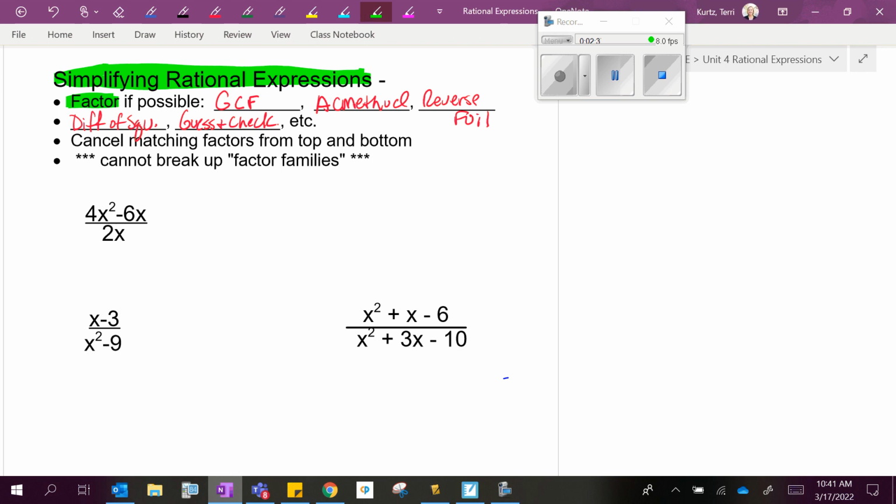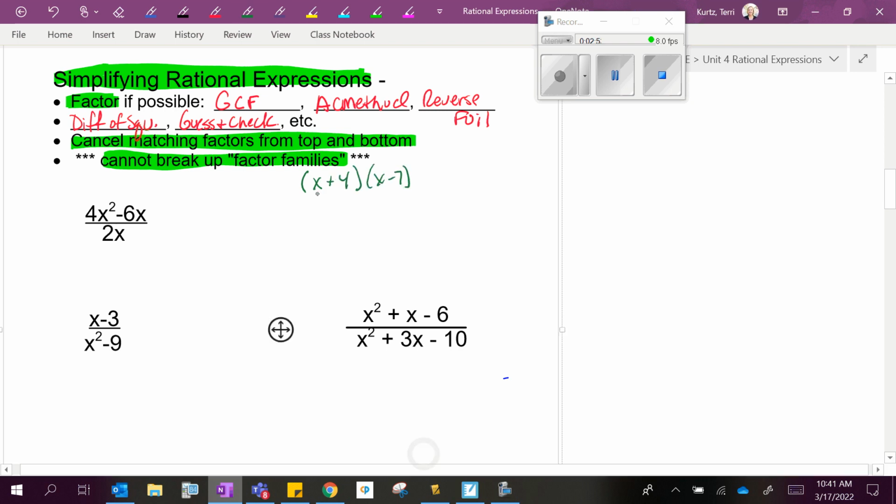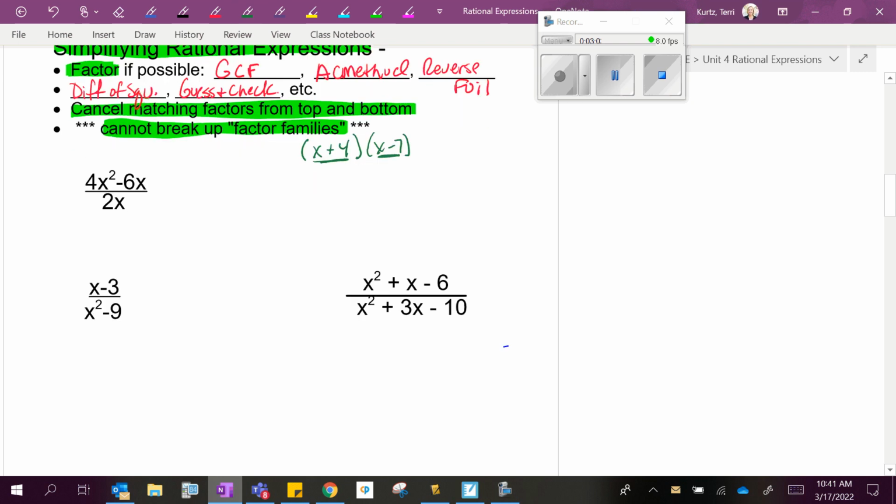Then we're going to cancel matching factors from top and bottom. And we want to be sure we don't break up what I call factor families. And by a factor family, I mean when we factor and we get like a binomial, like x plus 4 or like x minus 7, you always want to be careful to put those in parentheses. And you can't cancel just parts of those. You can only cancel the entire factor if they're matching. Okay, so let's see what we got.